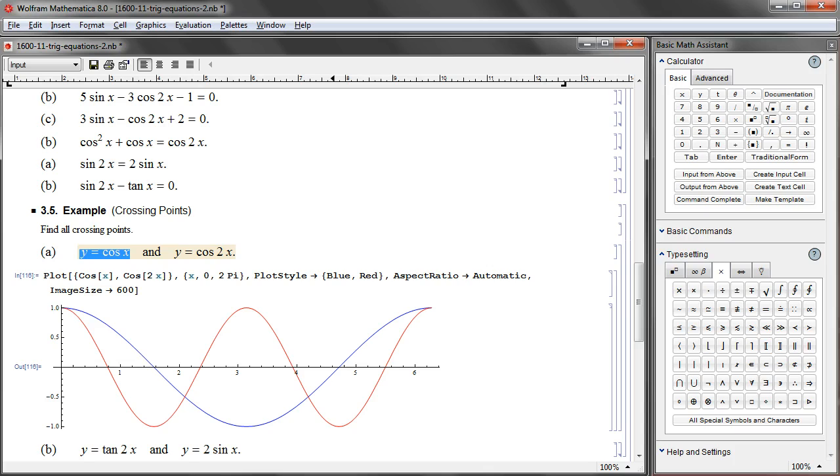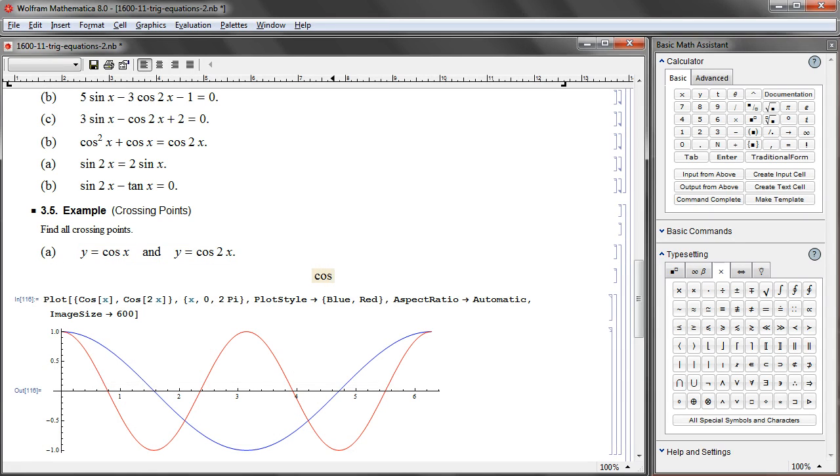How do you do that? All you have to do is just set these y coordinates equal to each other. Cosine of x is equal to cosine of 2x. This is what we want to do. Cosine of 2x is equal to cosine of x. What do we have? We have a trigonometric equation. And cosine of 2x, you can change it into something which you'll have to do.